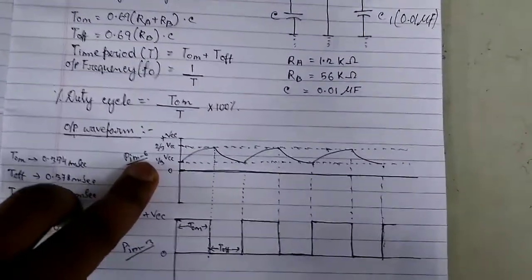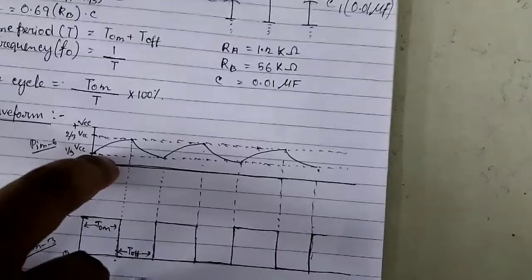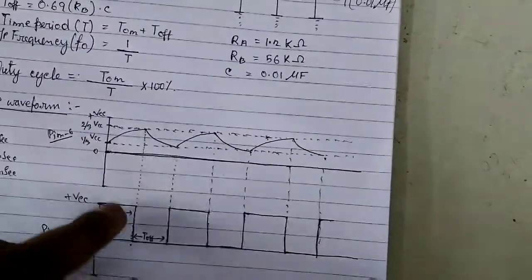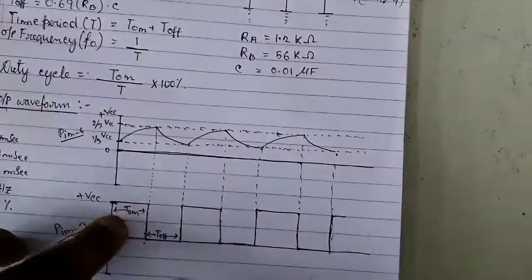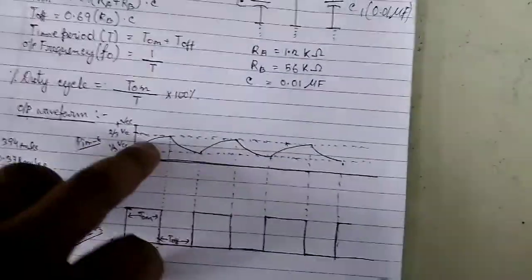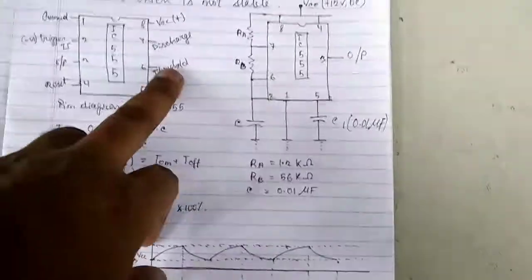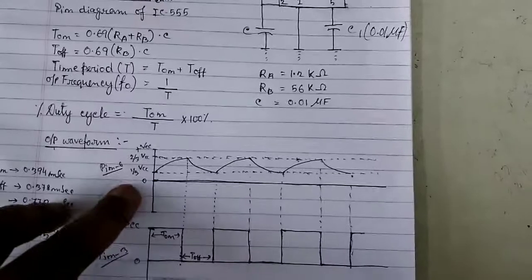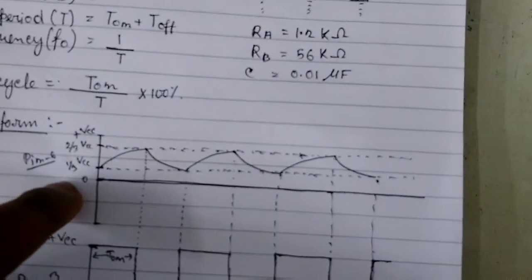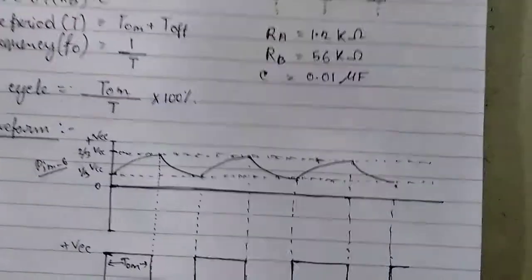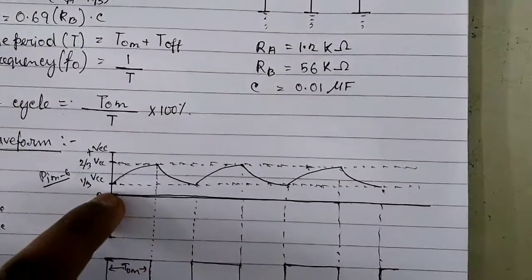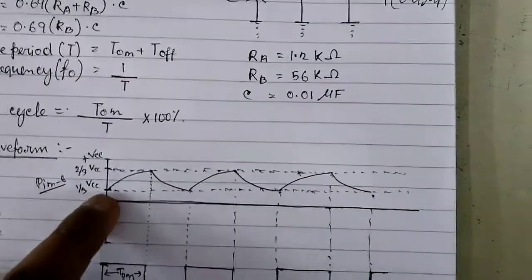And what is shown in pin number 6 is the charging and discharging of the capacitor. When the capacitor charges, we will be getting the on time. When the capacitor discharges, we will be getting the off time. And when the capacitor charges, the voltage value of the threshold pin reaches 1 by 3 VCC. Now what is 1 by 3 VCC? If I apply a 12 volt supply as VCC, then 1 by 3 VCC becomes 4.